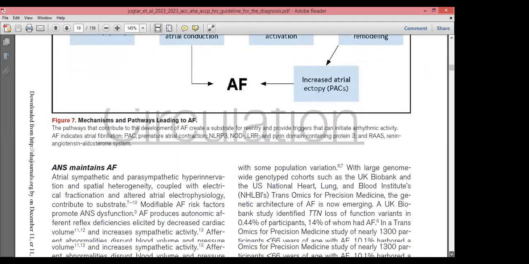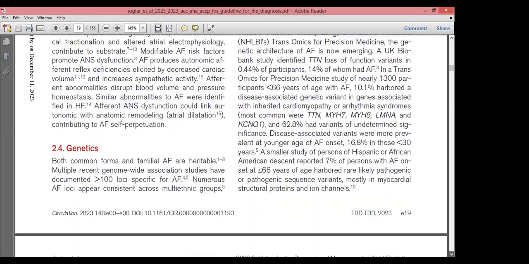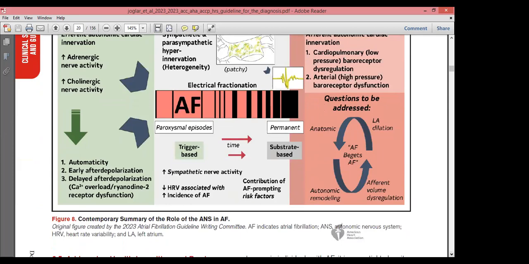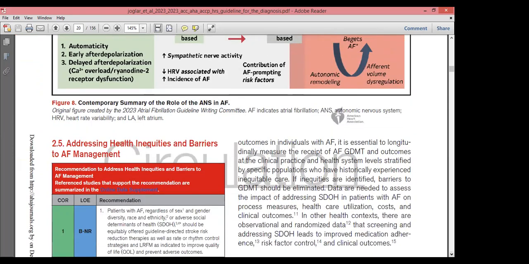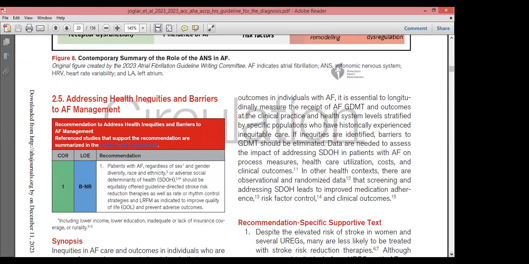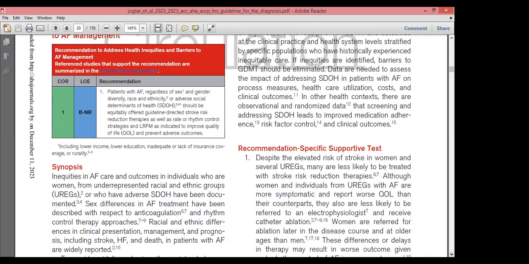Then going to 20. So now let's start with the guidelines. One, they said addressing, okay, no, sorry, this is not really important. 22.